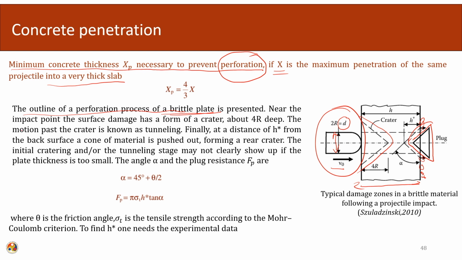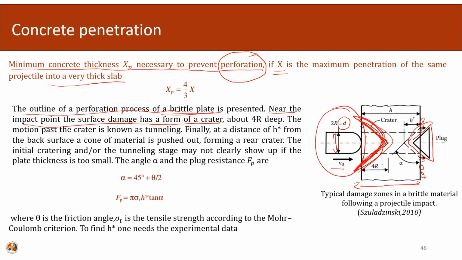So, what will happen? We will try to see the different zones. Near the impact point, the surface damage has the form of a crater. This is the zone where punching and crushing both try to happen. There will be crushing. If it is concrete, or another type of material, then there will be surface damage also. So, here some sort of crater formation will take place.